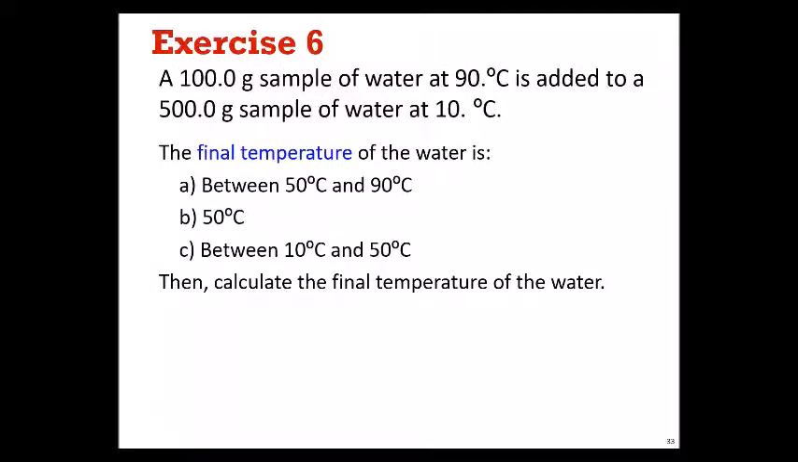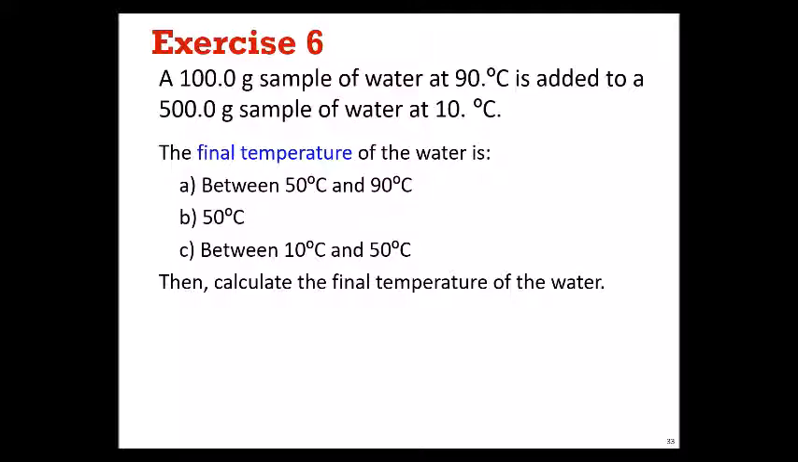Exercise 6 is similar. However, there is one little altered factor. What's the altered factor here? The mass is different. You should be able to eyeball it: 100 at 90 and 500 at 10. Where would the temperature fall? It's going to be between 10 and 50, right? Because you have more of the colder and less of the hotter, so it's going to go towards the colder side, closer to the 10. Exactly right. You could just do the eyeballing there and answer the multiple choice question.